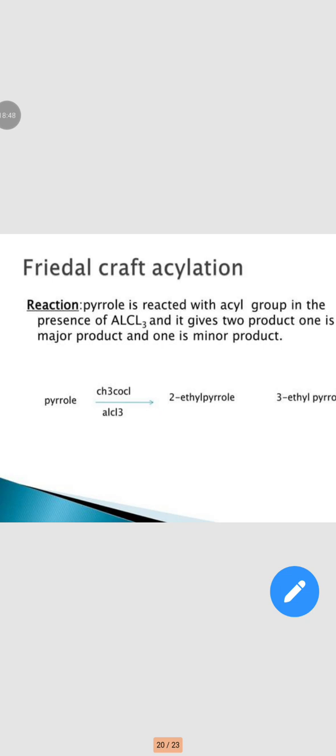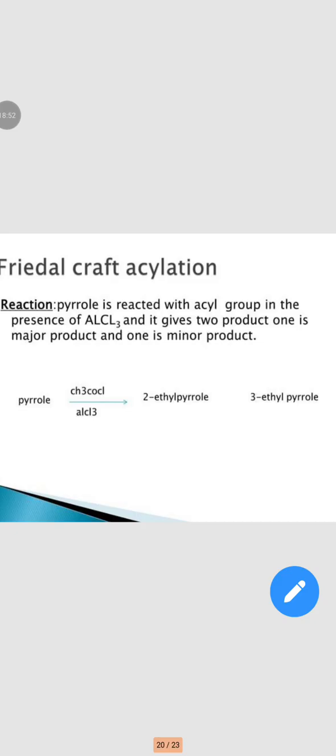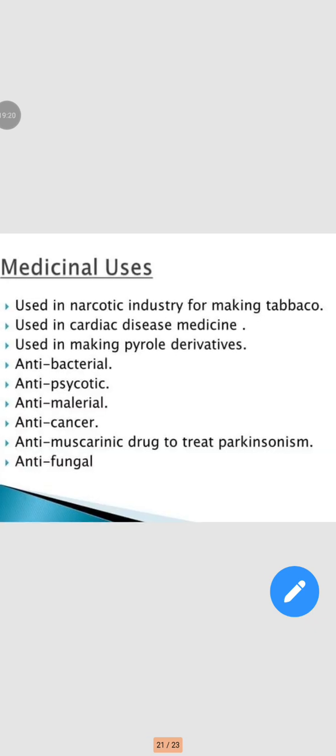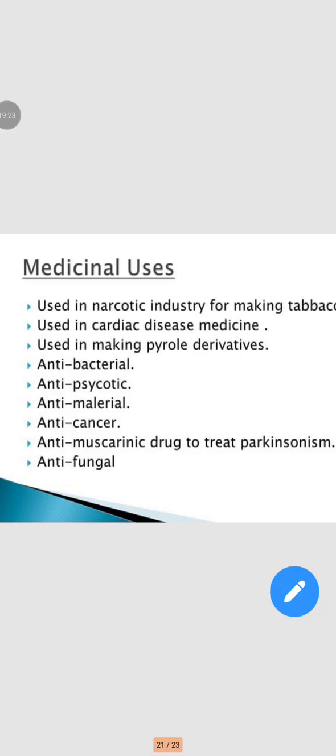Then Friedel-Crafts acylation. Pyrrole is reacted with the acyl group in the presence of AlCl3 and it gives two products, one major and another minor. Pyrrole is reacted with CH3COCl in the presence of AlCl3 to form 2-ethylpyrrole and 3-ethylpyrrole. 2-ethylpyrrole is a major product and 3-ethylpyrrole is the minor product. So the chemical reactions are completed.